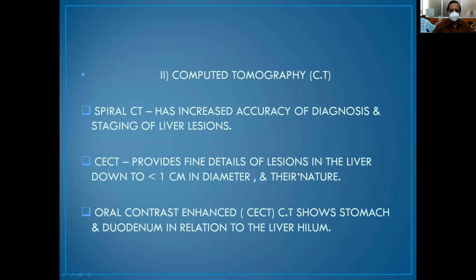So this is the investigation of choice for diagnosing secondaries in the liver which are less than 1 centimeter in size. And oral contrast enhanced CT, that is by giving both IV and oral, you can diagnose any tumors, that is in case of carcinoma stomach and carcinoma of the pancreas, or any secondaries in the porta hepatis, that is the hilum of the liver. You can diagnose any enlargement of the porta hepatis lymph nodes by giving oral contrast.